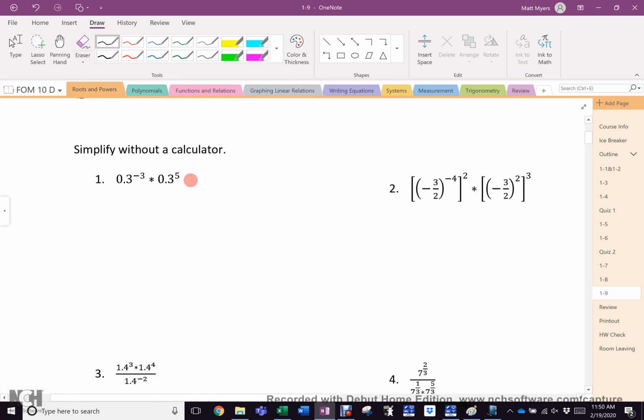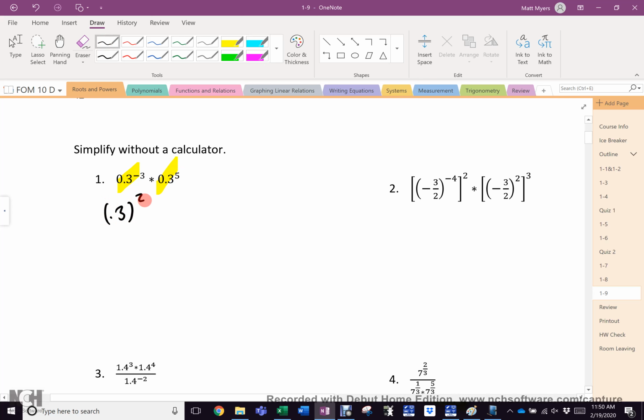Now, all of you should be looking at that, going, yikes. But you shouldn't be going, yikes. Because what do you notice about that and that? They're the same base. So if they were x and x, what would we do with those exponents? Add them. So what are we going to do here? Add them. What is 5 plus negative 3? 2. So I have 0.3 squared.